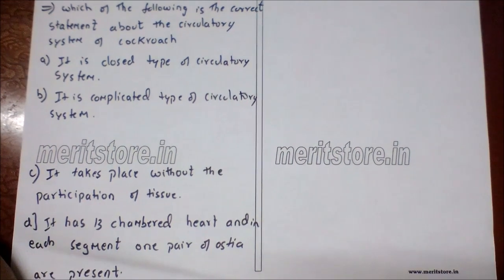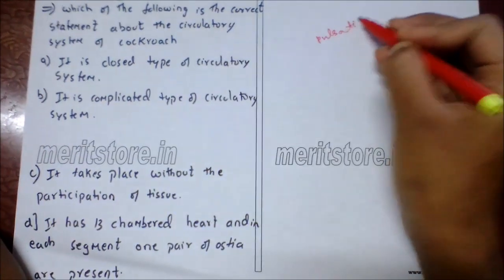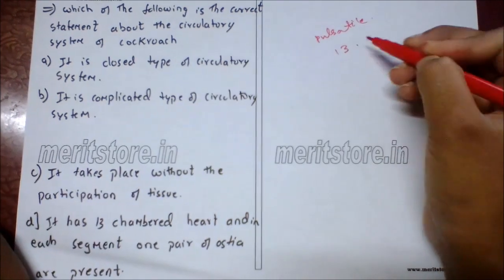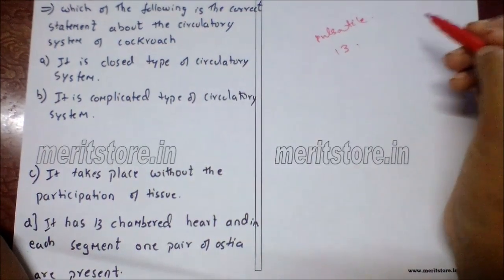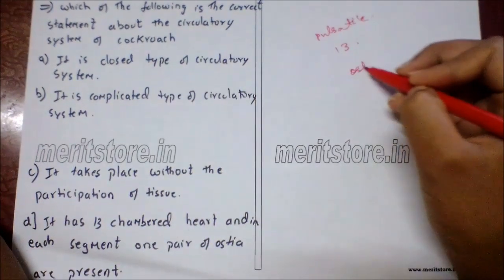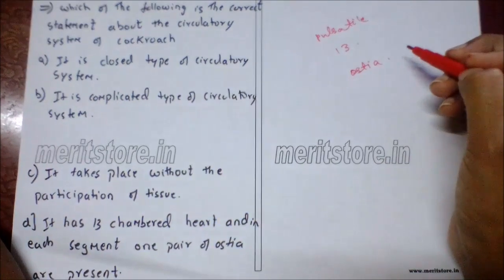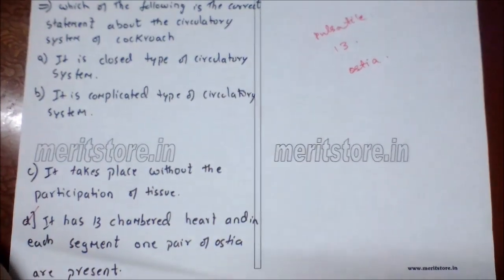So the heart of the cockroach is pulsatile and formed of 13 inverted funnel-shaped segment chambers. Each chamber except the last one has a pair of apertures called ostia, which open into the pericardial sinus. So option D is the correct answer.